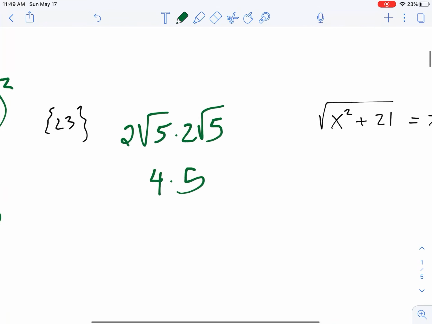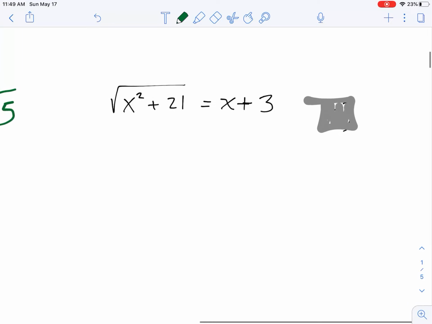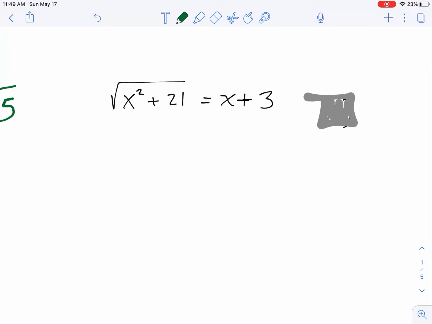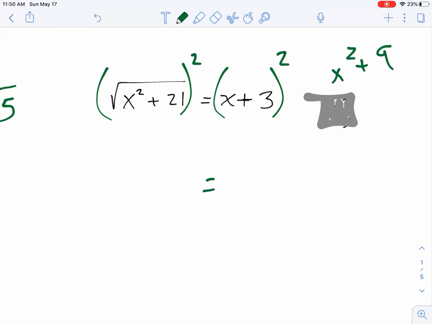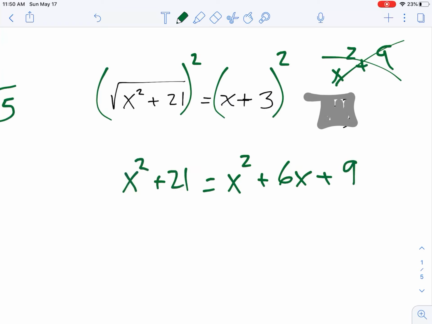So here's the one tricky part, though. Let's go over here. You are allowed to square both sides. That's cool. Please be careful and make sure you square both sides properly. x plus 3 squared is not x squared plus 9. Good heavens, no. Don't forget foiling. Don't forget your middle terms. Don't forget your 6x. And then my x squared plus 21 just pops right out.